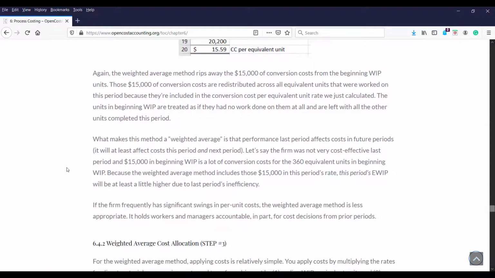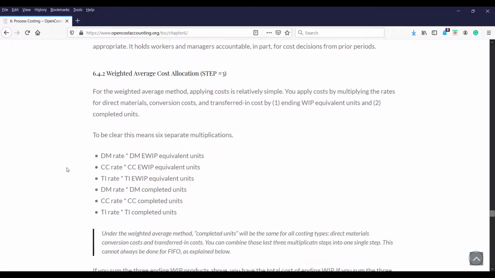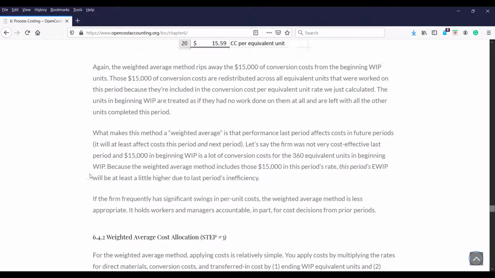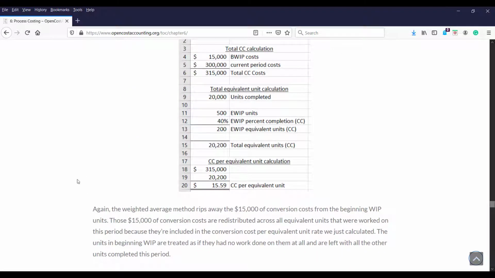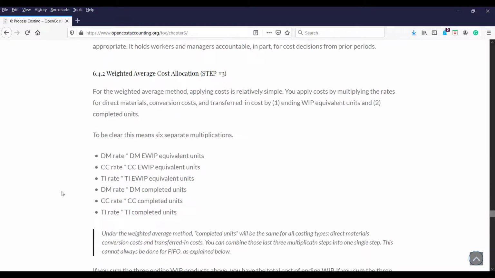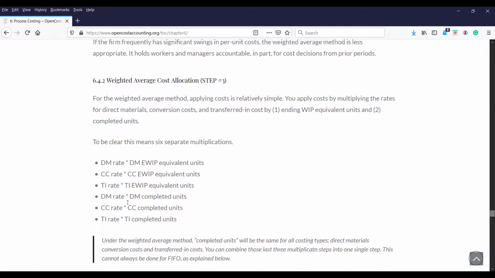Now that we have this rate, we can begin to allocate the cost. For conversion costs in this example, we just have a conversion cost rate, so we can complete the conversion costs that go into ending WIP and the conversion costs that go into completed units. If we're building off of the $15.59 example up here, we have a rate for that, so we can allocate those conversion costs to ending WIP and to completed units, which are going to be credited to this WIP account.